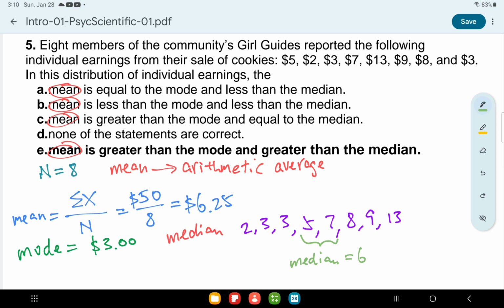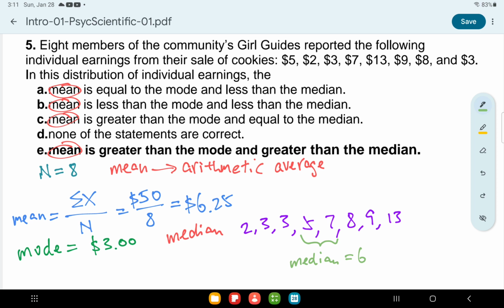Not A, because A says mean is equal to the mode and less than the median, which is not the case. Option B, mean is less than the mode and less than the median, which is also not the case. C, mean is greater than the mode and equal to the median. The answer again is no. The mean clearly is not the same as the median. There's 25 cents apart in terms of numeric value. D, none of the statements are correct. Well, if option E is not there, then D would be the correct answer.